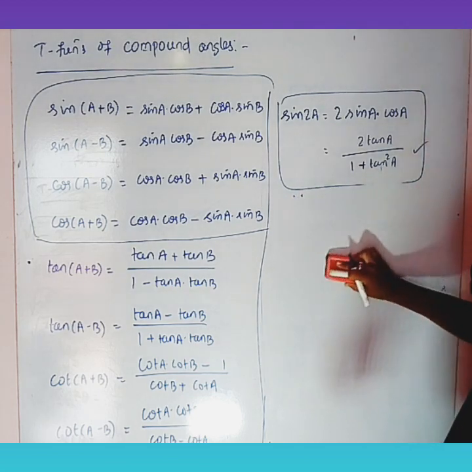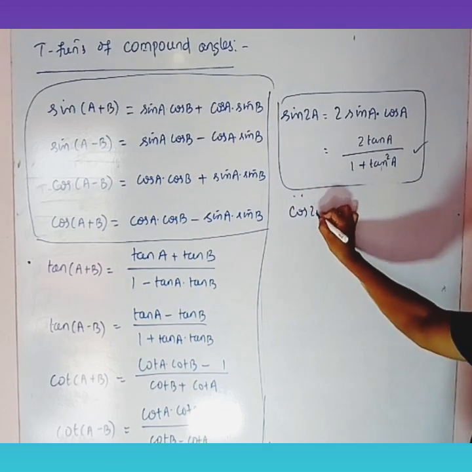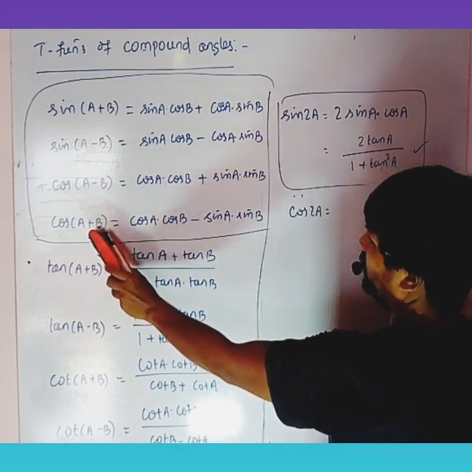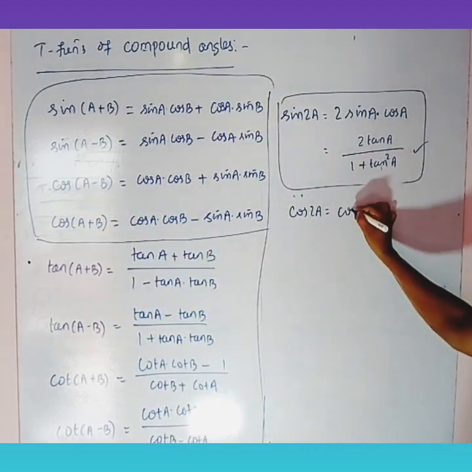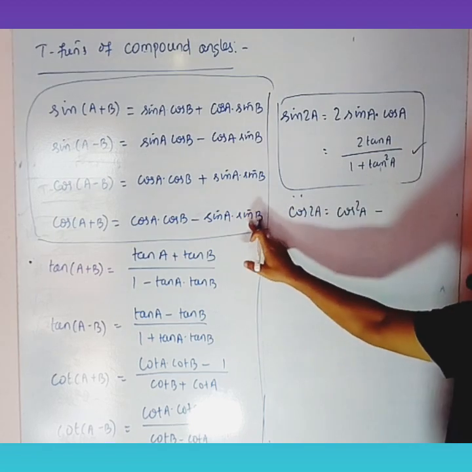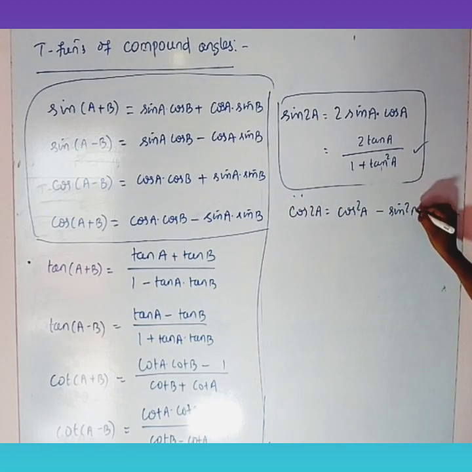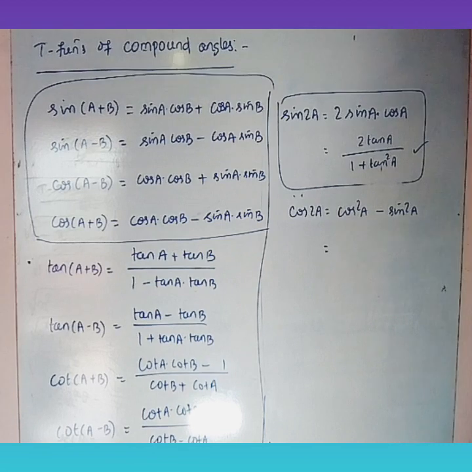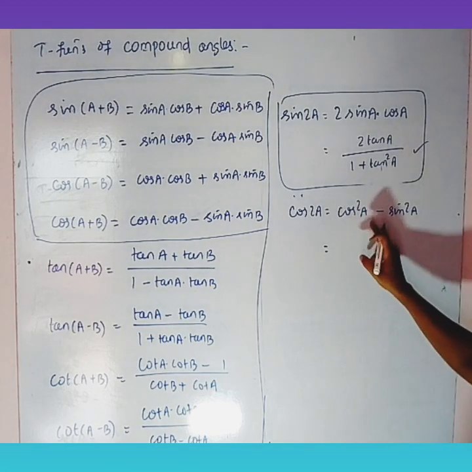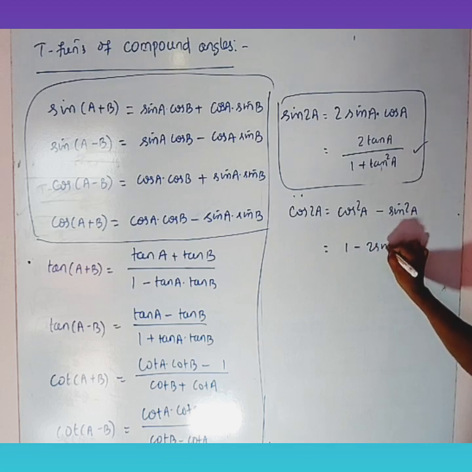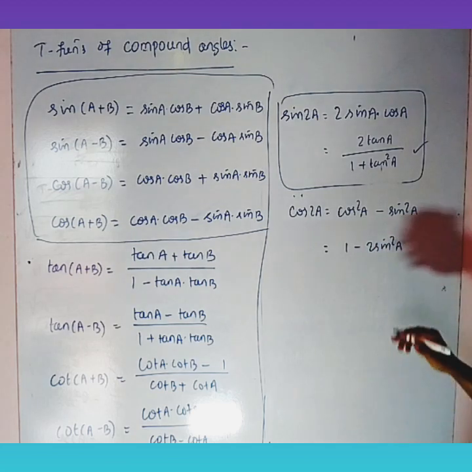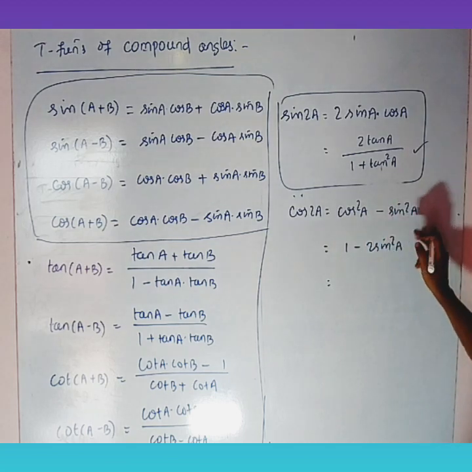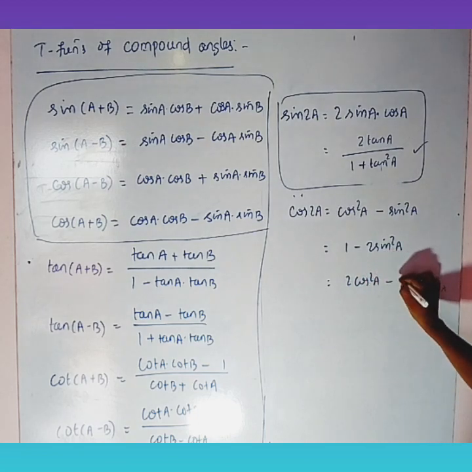Similarly, the formula for cos 2A. You have to put A in place of B, that is cos A into cos A minus sin A into sin A, which is cos square A minus sin square A. Or if we write it in the form of sin only, we can write 1 minus sin square A minus sin square A, that is 1 minus 2 sin square A. In the form of cos only, we write 1 minus cos square A as minus, so 1 plus cos square A, that is 2 cos square A minus 1.